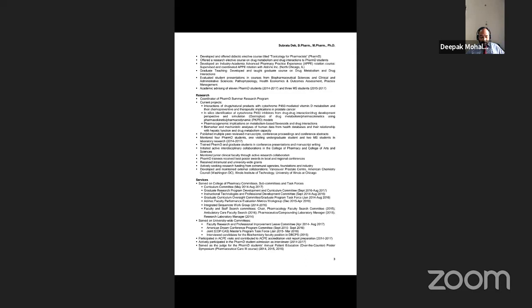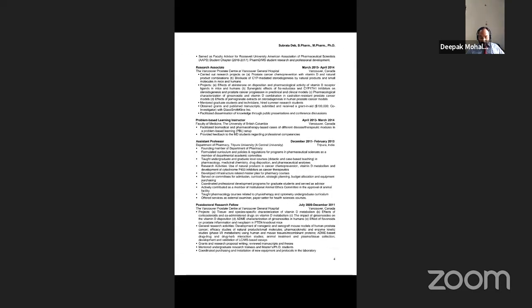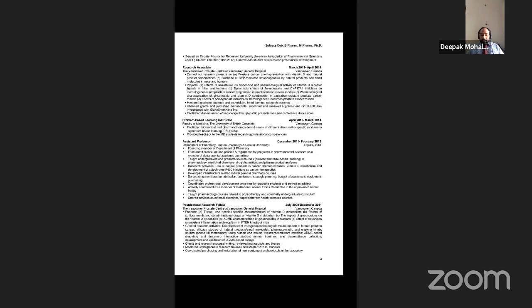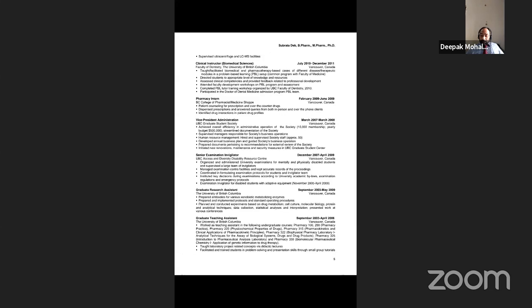British Columbia, Vancouver, Canada, assistant professor, Department of Pharmacy, Tripura University, Tripura, India, problem-based learning instructor, Faculty of Medicine, the University of British Columbia, Vancouver, Canada, a research associate, Vancouver Prostate Center, Vancouver General Hospital, Vancouver, Canada, assistant professor, Biopharmaceutical Sciences, College of Pharmacy, Roosevelt University, Schaumburg, USA, and presently he is chair and associate professor of Department of Pharmaceutical Sciences at College of Pharmacy, Larkin University, Miami.